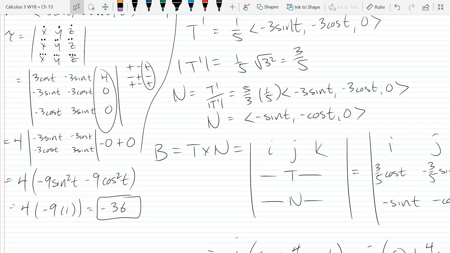Questions on the tau, the torsion computation? Or any leftover questions off TNB?